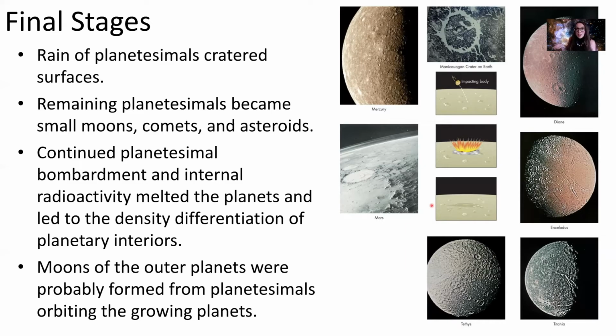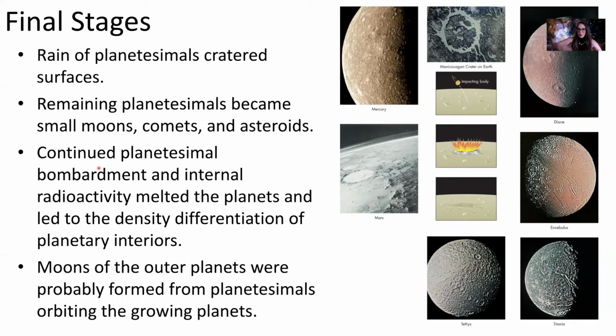In the final stages of our solar system's formation, we had what's called the bombardment period, okay? So you had a rain of planetesimals that were left over from the formation of the other bodies in our solar system, and they cratered the surfaces of some rocky bodies. The remaining planetesimals that didn't crater the surface of some of the other rocky bodies became small moons, comets, and asteroids.